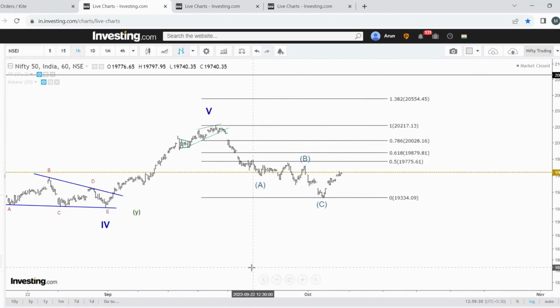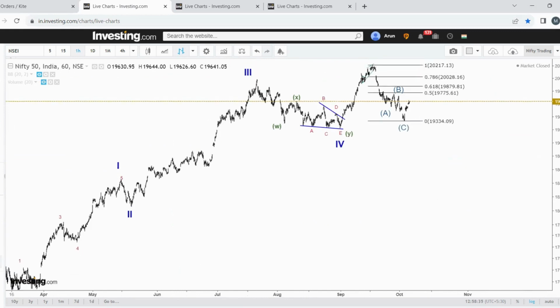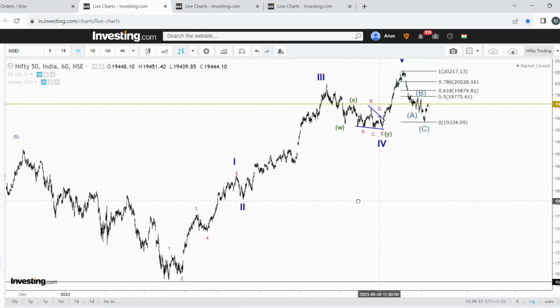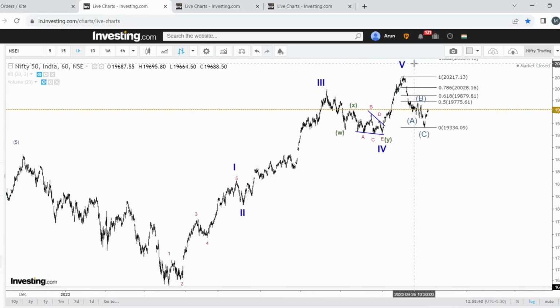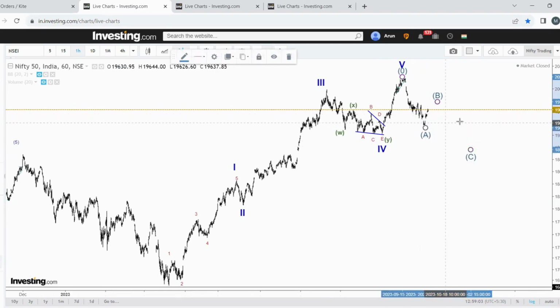Okay, this scenario is doubtful if it is ABC down, because see, the 5 wave has been ended here. See this 5 wave move, 1, 2, 3, 4, 5. Okay, this correction needs to correct this 5 waves. Okay, it has not even come below the prior fourth low. So if the price action is correcting these 5 waves, this could be only wave A. Okay, this is my opinion.